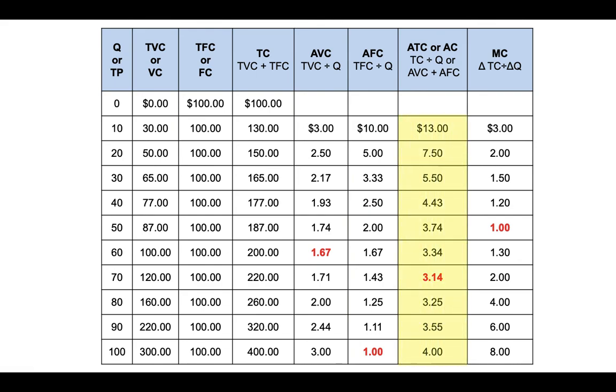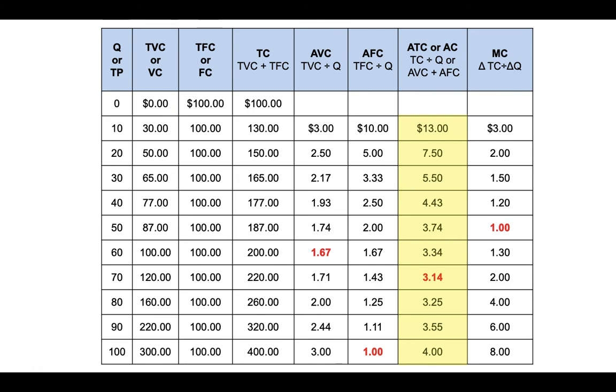Now this column, average total cost, or sometimes average cost, we can actually get two different ways. The first way I've already explained to you is if we take our total cost, this column, and divide it by output. So here, 130 divided by 10, that's going to be 13. And 150 divided by 20, that's going to be 7.50, and on and on.